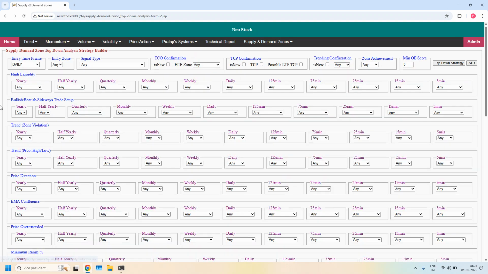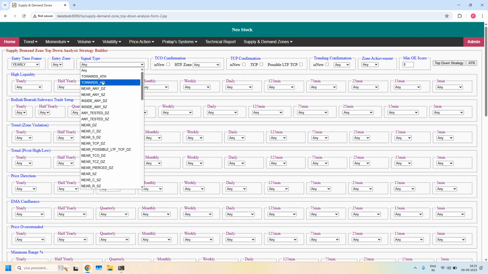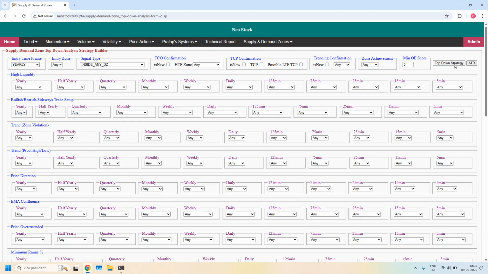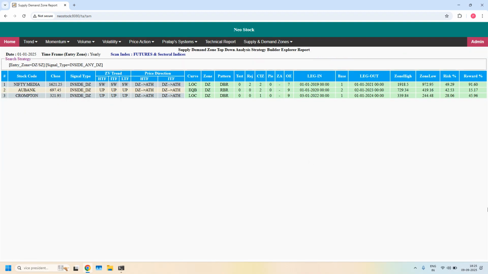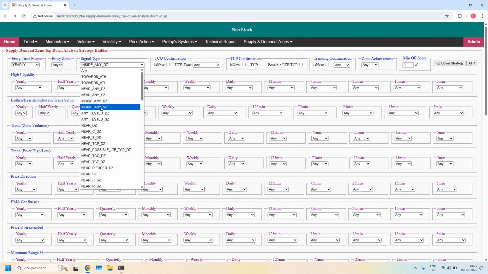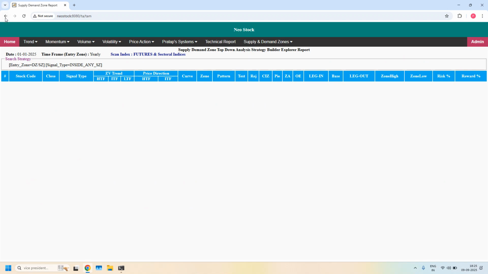Next, I will generate the stocks near demand and supply zones for different time frames, and also weekly and above time frames where price closed inside the demand and supply zones along with the EMA confluence with respect to the time frames. So starting with the yearly, price closed inside the yearly demand zone, we got 3 stocks. Next, price closed inside the yearly supply zone, we don't have any stocks.